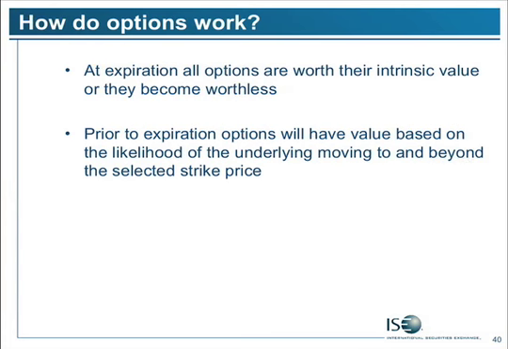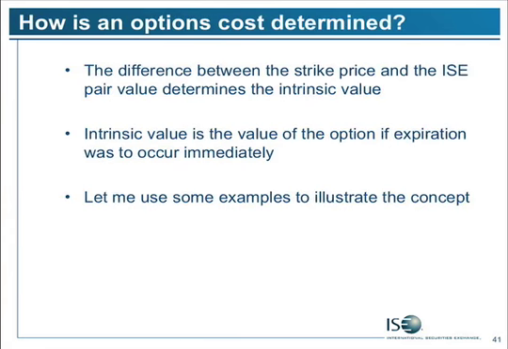Remember, at expiration, all options are going to be worth either 0 or their intrinsic value. Prior to expiration, options are going to have some value, some time premium. So it's the likelihood of the underlying moving beyond the selected strike price. So how is this cost determined? Market makers quote it. Well, you get the intrinsic value: what is the option worth if expiration was to occur immediately? And then you have the extrinsic amount.